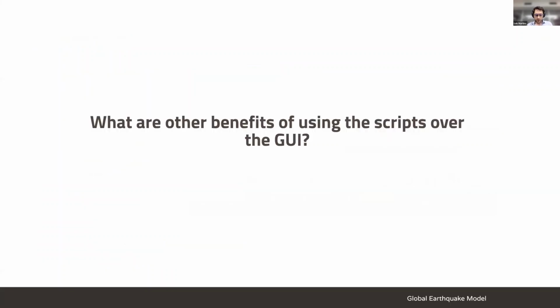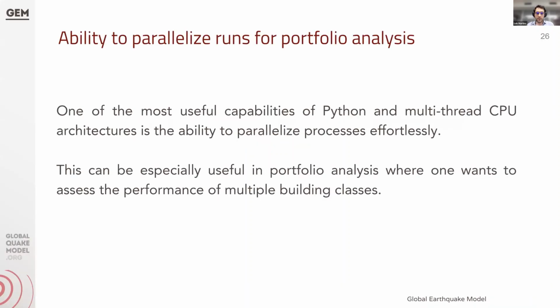The good thing about using Python with the vulnerability models toolkit is, especially in the case of portfolio analysis, you can capitalize on the ability to parallelize processes. And I use this basically every single day because we work at the global scale. We have over 1,000 building classes in our database, and I cannot go one by one.